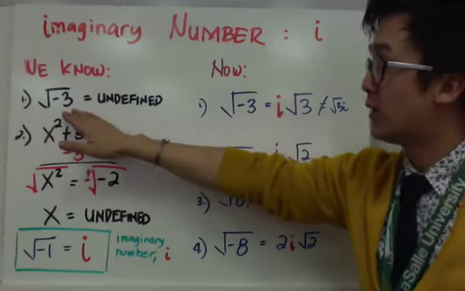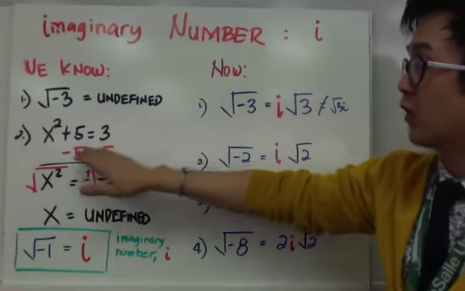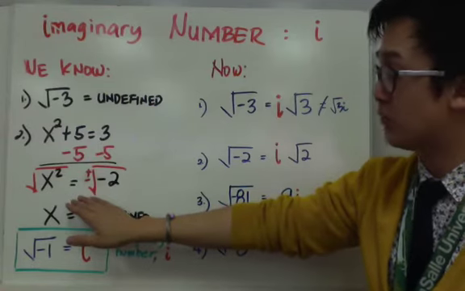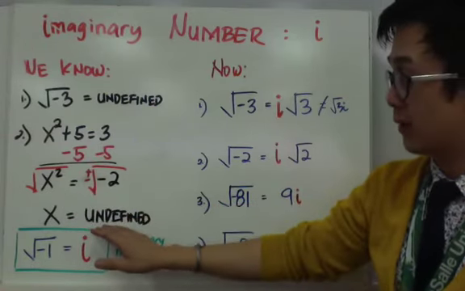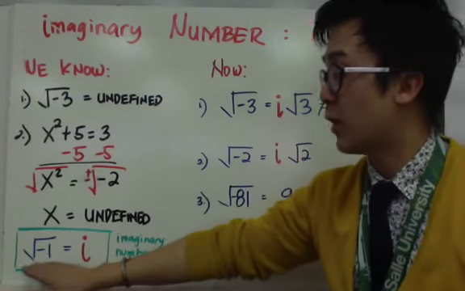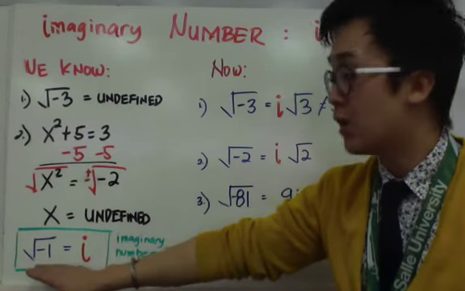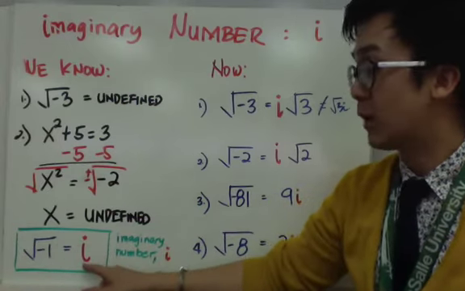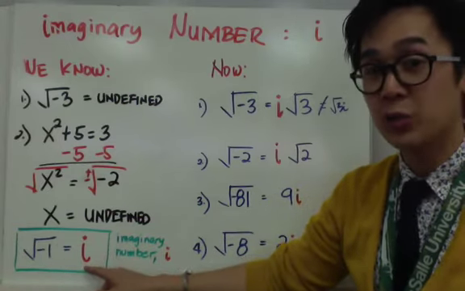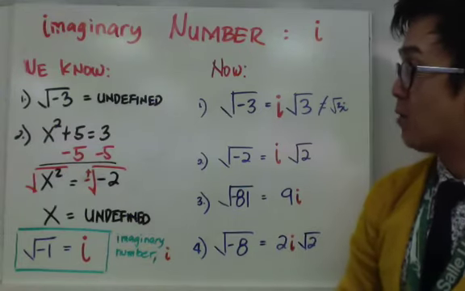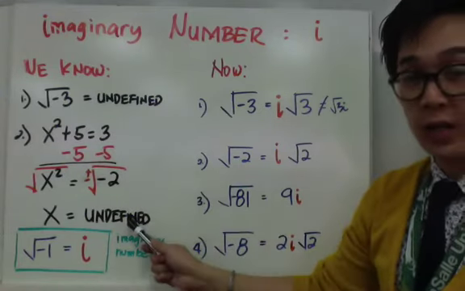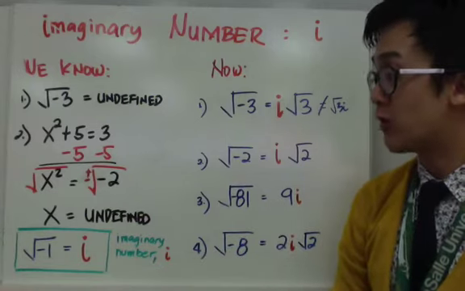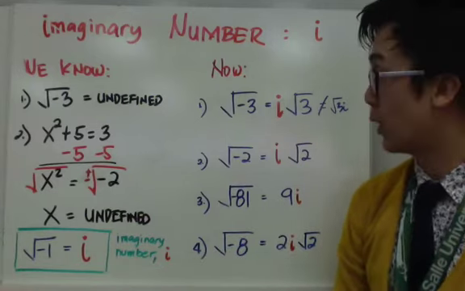So if we have square root of negative 3, we know it's undefined. And if we solve for x for number 2, we'll end up with plus or minus square root of negative 2, and it will still be undefined. But now we know that square root of negative 1, or any negative number inside the square root, can be replaced by i, which is your imaginary number. So now, instead of writing undefined, we are replacing the negative number by i, making sure that the negative number is inside the square root.